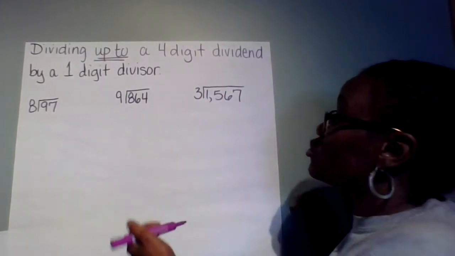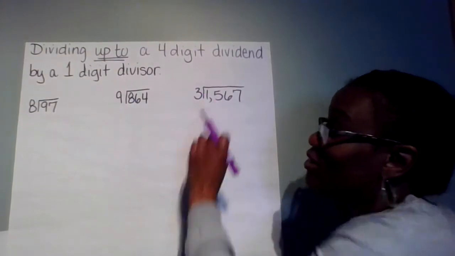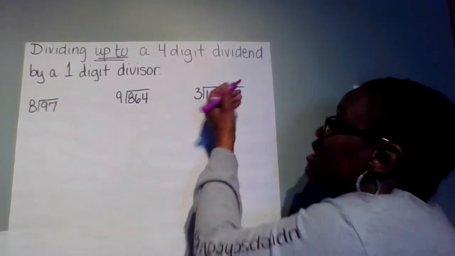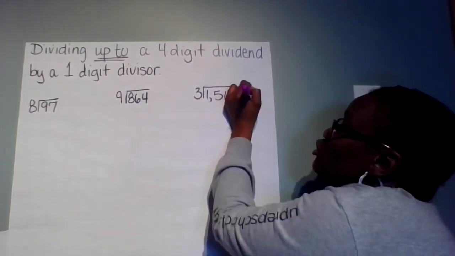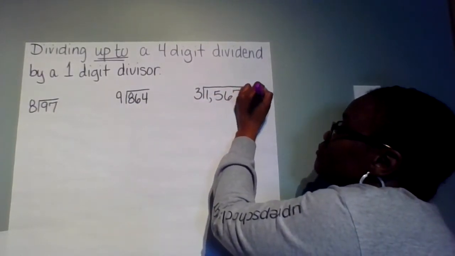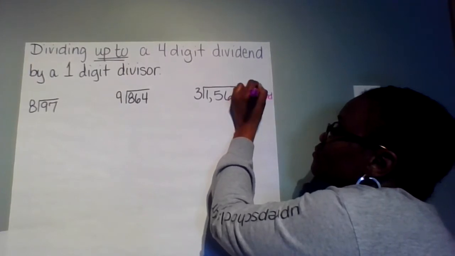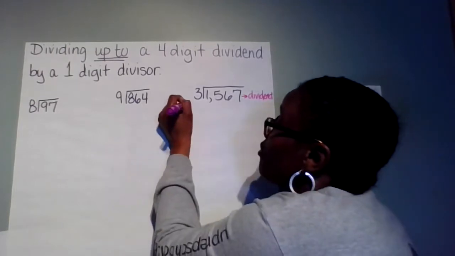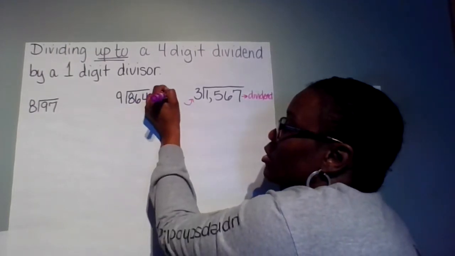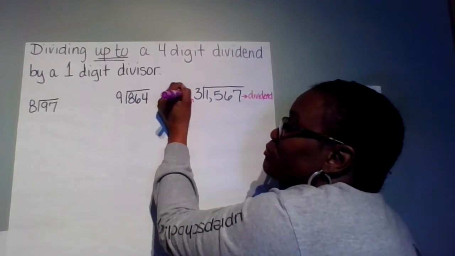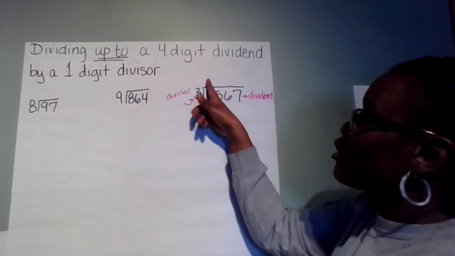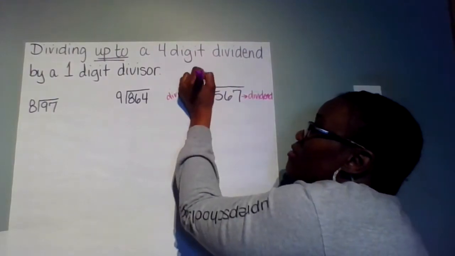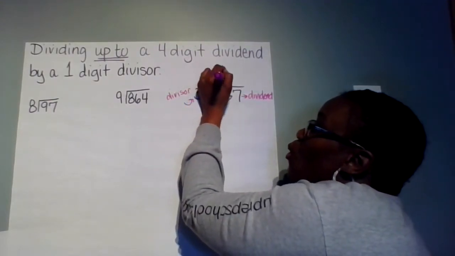So let's do it. The number on the inside of the house, 1,567, that is your dividend. The number that's right outside the door, that number is your divisor. And your answer to your problem, which goes on top of the house, that is your quotient.